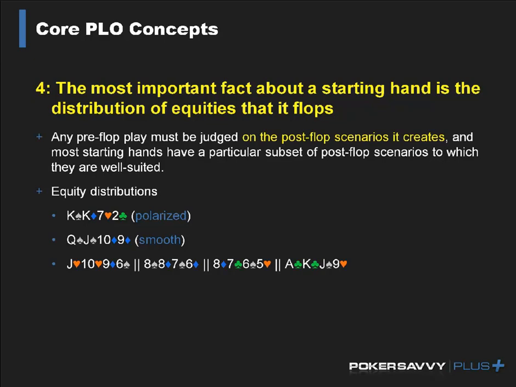And so King, King, 7 deuce rainbow, what I mean when I say that it has a polarized range is that it has a very strong slice of hands at the top end, the 10 or so percent of flops, 12% of flops where it flops a set or a full house or whatever. And then it has a very steep drop off to a bunch of hands where it has a very marginal overpair that's not going to improve. It can obviously flop trips with 7s and deuces and so forth, but that's all at that top end, the top 12 or 15%.